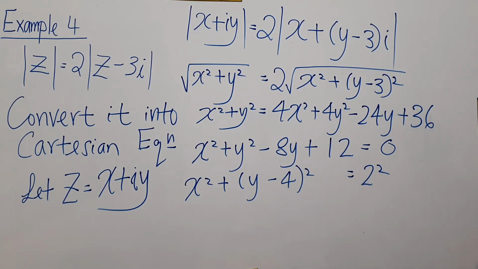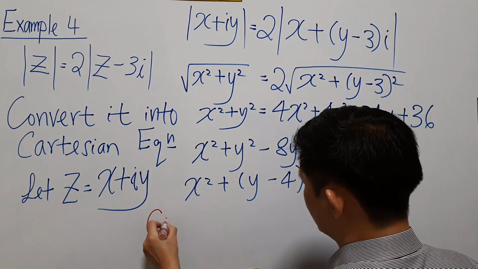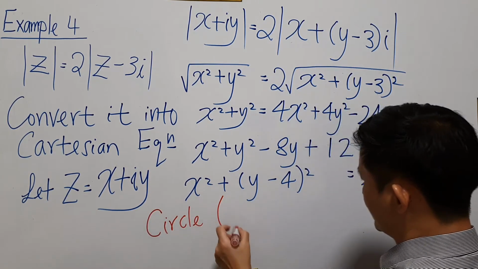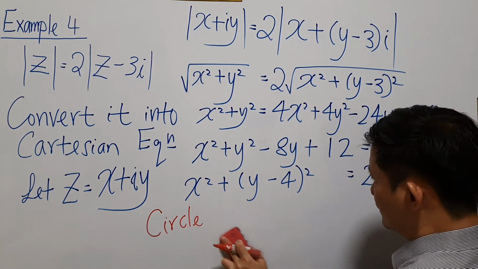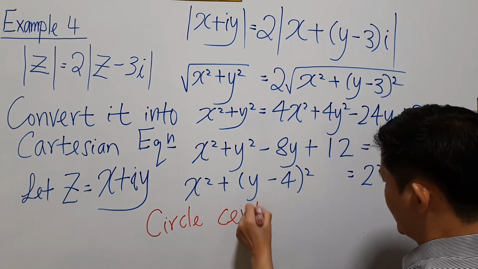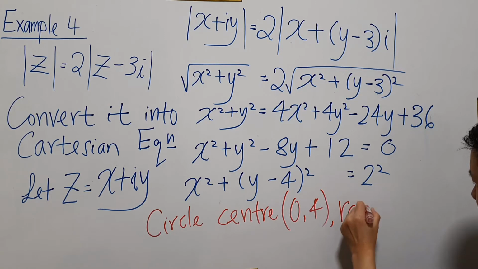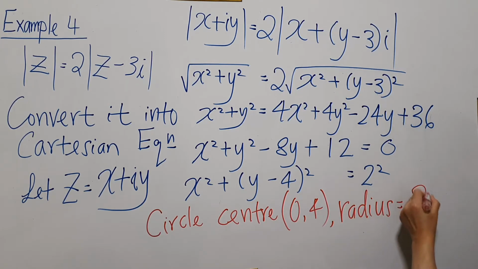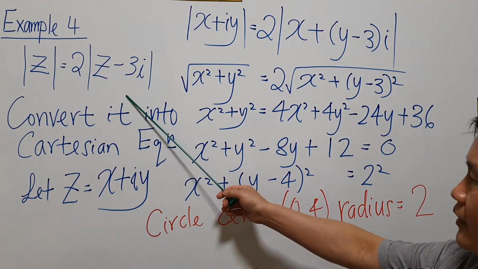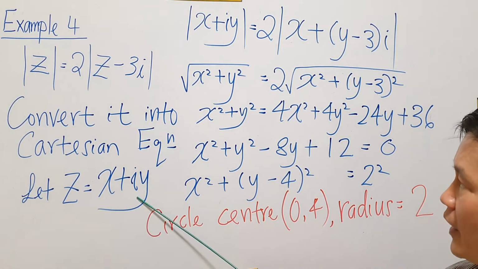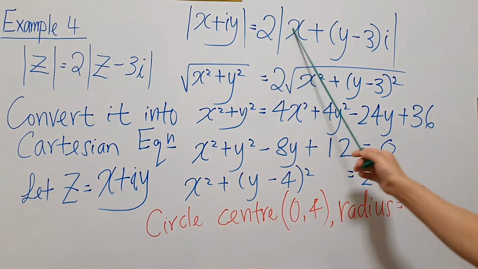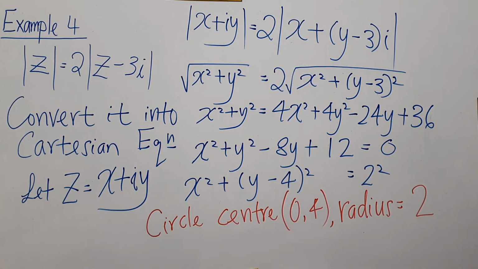this becomes an equation of a circle. This is a circle. The center is at 0, 4, and the radius is equal to 2. So in this example, what I've shown you is that we are able to convert a complex number equation by letting z be x plus iy. I have converted this equation through this calculation into the equation of a circle.